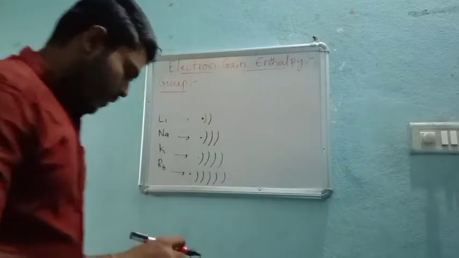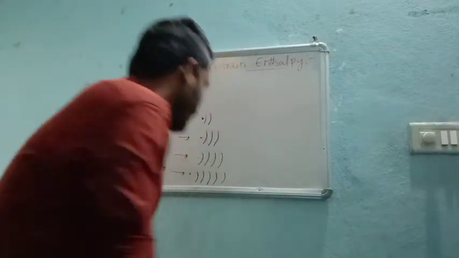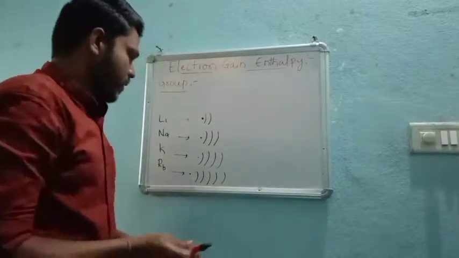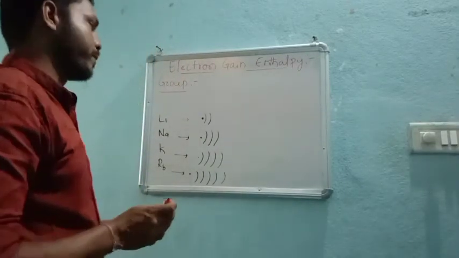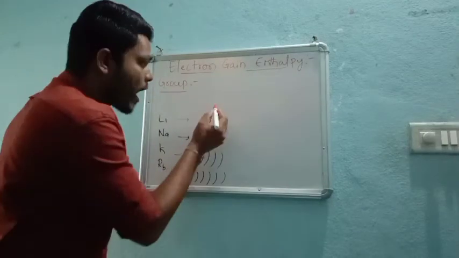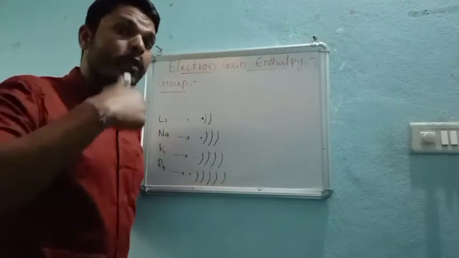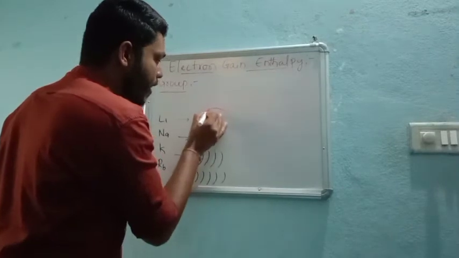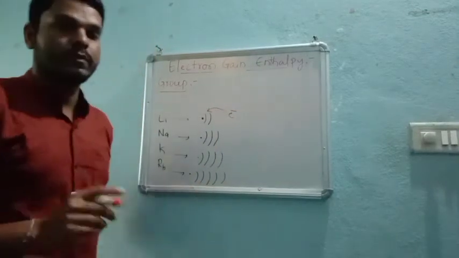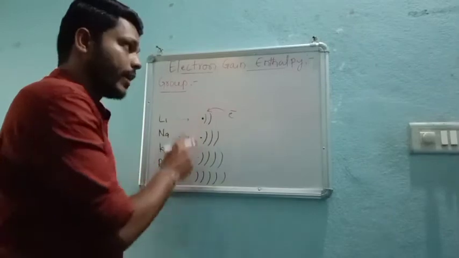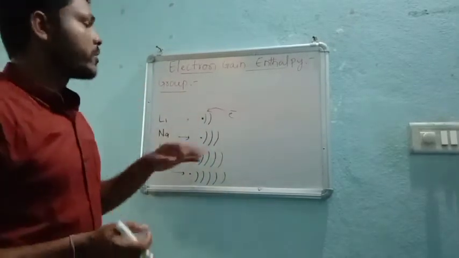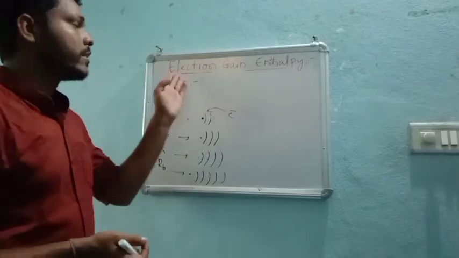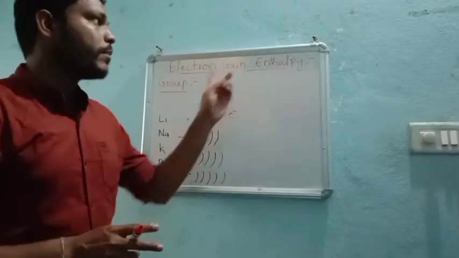So while moving down the group, the atomic radius increases, that is for sure. Now we no need to remove the electron; we need to add the electron. Then what amount of energy is released? That is nothing but the electron gain enthalpy or energy.